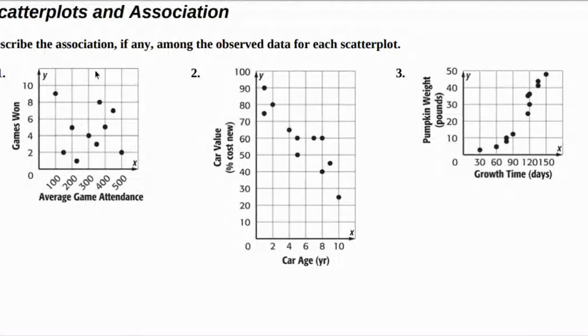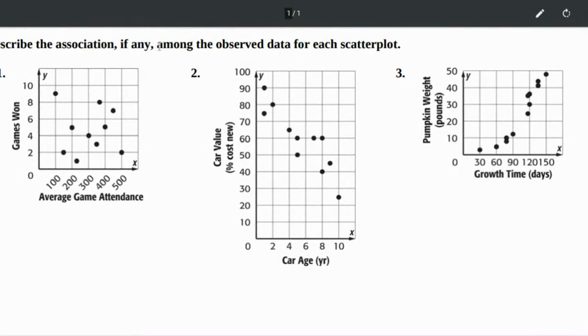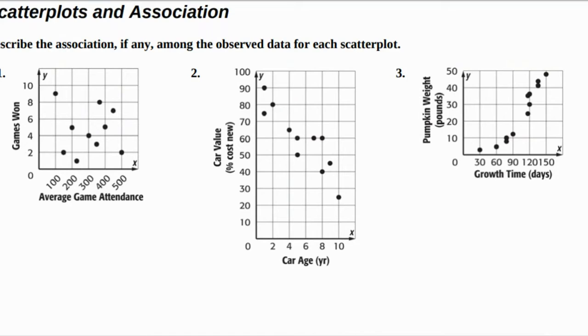So we're going to describe the association, if any, among the observed data for each of these scatter plots. You can see my mouse. We're going to start on number 1. Always look at what is going on. What is this graph? What kind of information is it giving me? Here's the games, going up by 2s, 2, 4, 6, 8, 10. And then the average game attendance, like how many people are coming.